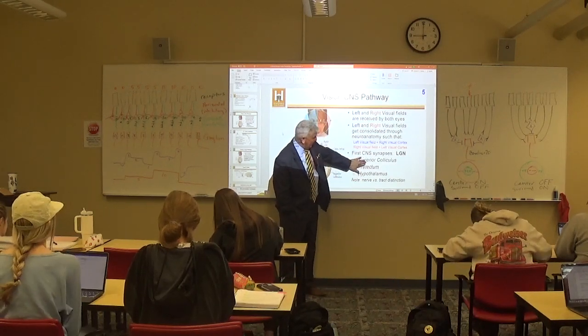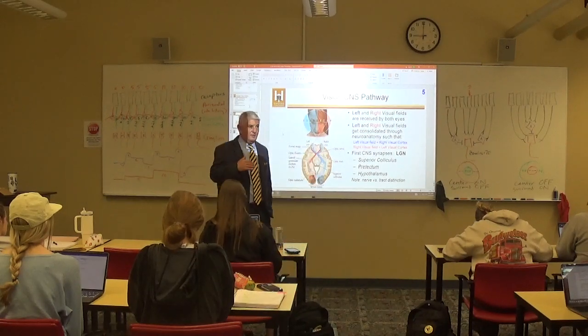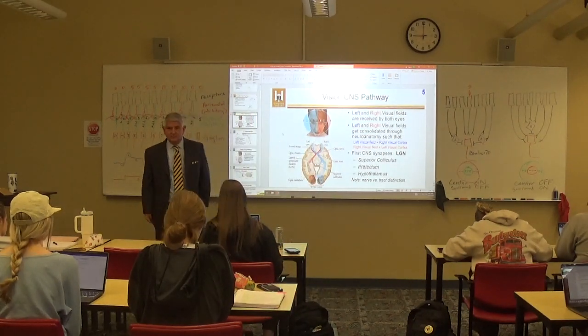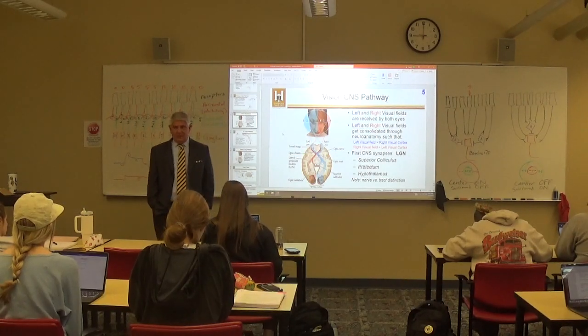It does not go to the LGN, it goes directly to these areas. It's below our level of conscious awareness. You're not consciously aware of how much your pupils are dilated or constricted.